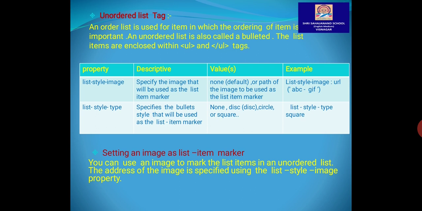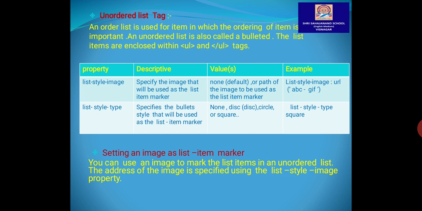The bullet style can be added to the list item by using the list style type property as given in the table. Here a circle specifies a hollow bullet, a disk specifies the solid round bullet and the square specifies the square bullet. The list properties for an unordered list are given in the table.